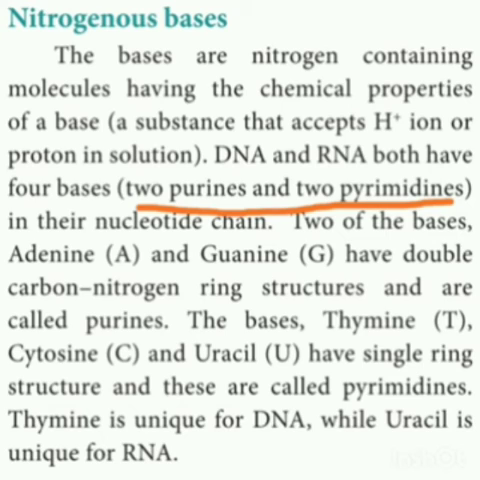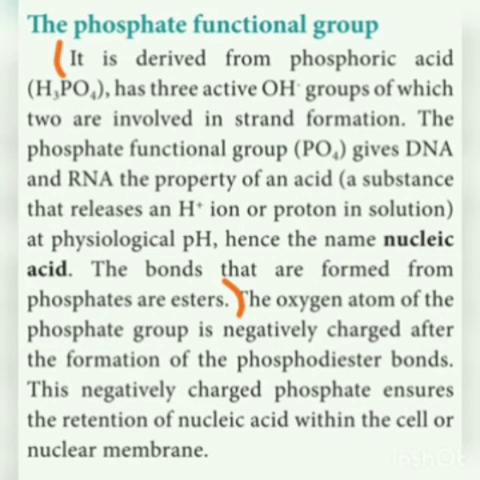And then nitrogenous bases. The bases or the nitrogen molecules have chemical properties. So here, looking at the properties of a base, there are two types of nitrogenous bases, purines and pyrimidines. Purines have adenine and guanine, and pyrimidines have cytosine and thymine. And in RNA they have uracil instead of thymine in DNA. Next one is the phosphate group. They are derived from phosphoric acid. 3 active OH groups are present in this, which is helpful for strand formation. And this phosphate functional group gives RNA and DNA the property of an acid. Okay, here the bonds formed from the phosphate groups are ester bonds.